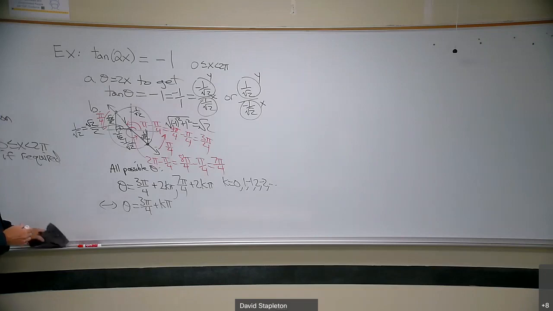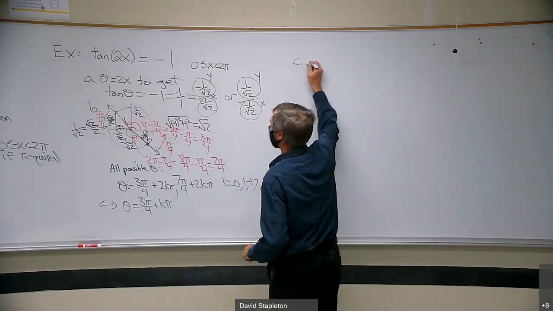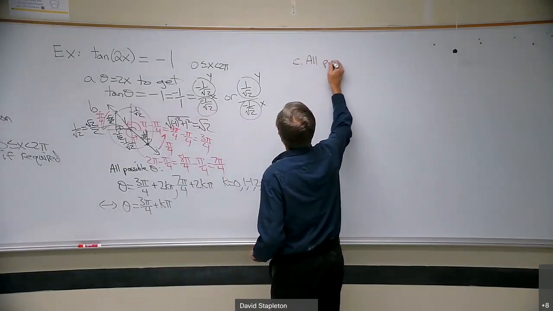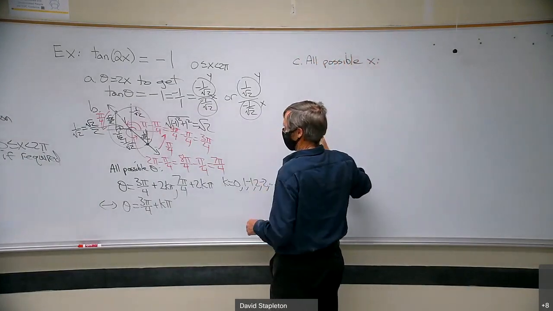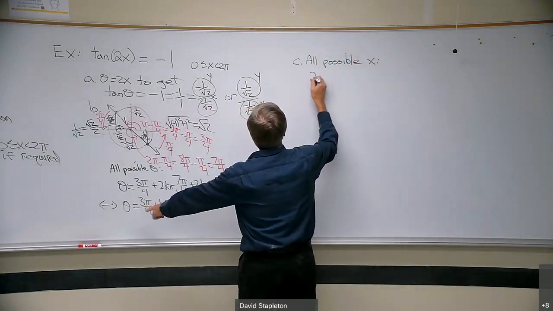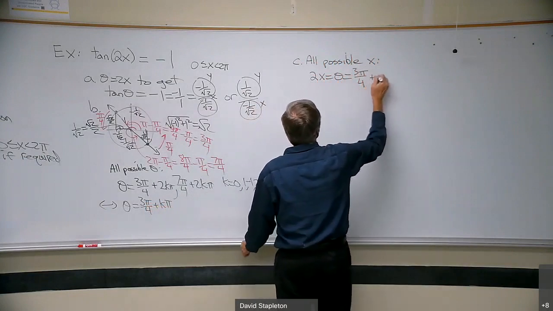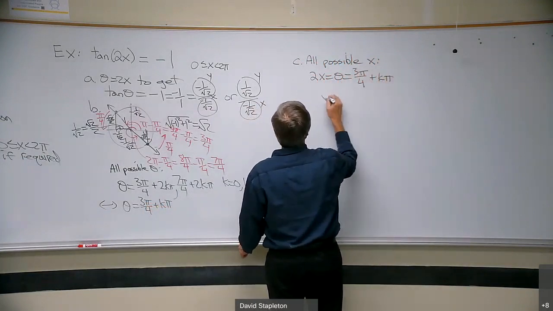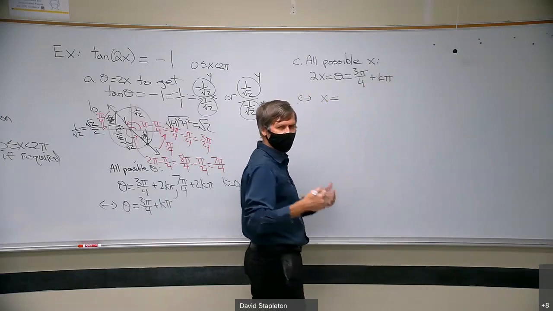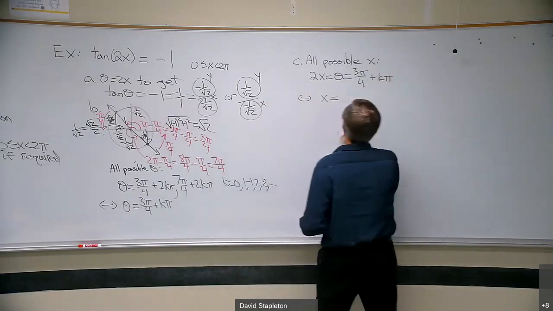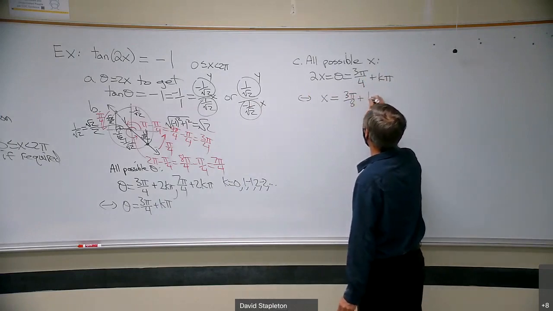And now from what we get for all possible theta, we try and figure all possible x, the original variable. Well, I just put 2x is equal to theta is equal to 3 pi over 4 plus k pi. And solve for x by dividing by 2, right? Equivalently, x is, you have to divide the whole side by 2. See how good this makes you in algebra, makes you do all those quotients over common denominators, divide the whole side by 2. So this is 3 pi over 8 plus k pi over 2.